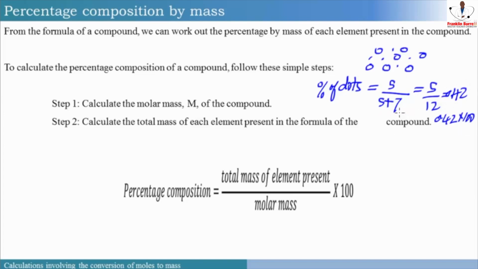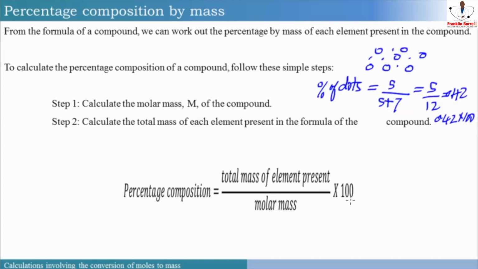And so we are going to use that principle in calculating the percentage of a particular element found in a compound or a molecule. So this is the relationship or the formula that we will use. Percentage composition is equal to the total mass of an element present over the molar mass, which is the total mass of the compound, times 100.